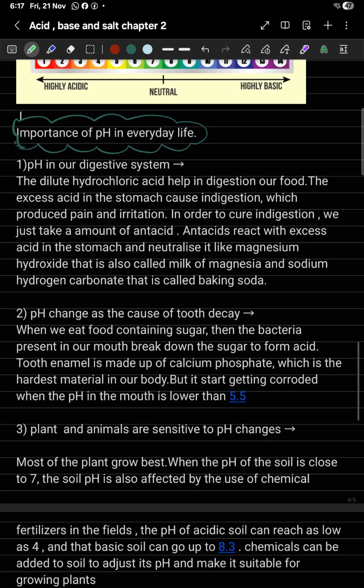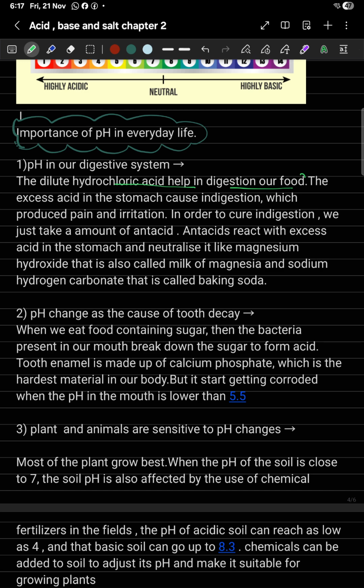So first is pH in our digestive system. The meaning of that is, the dilute hydrochloric acid in our stomach helps in the digestion of food. That means it helps to digest the food.